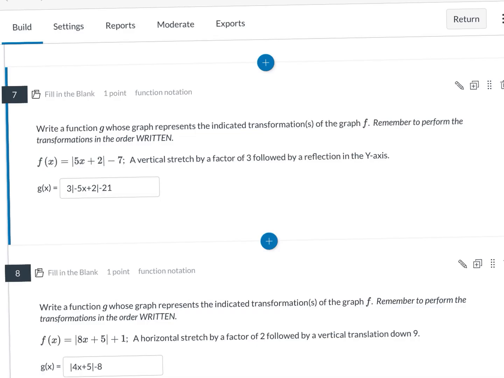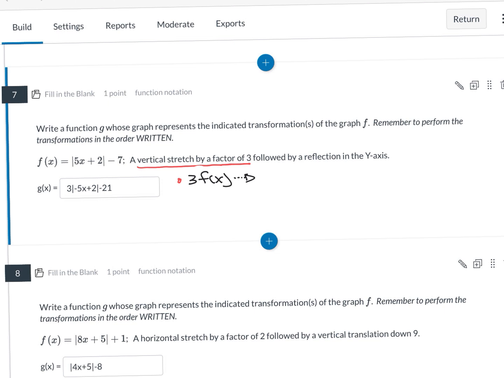Here is problem number 7 on the extra credit. Remember, you were supposed to do this on paper. The first thing you were supposed to do was a vertical stretch by a factor of 3. So you were supposed to show me your notation. And this is what you're going to have to do on the test. You might have had the right answer, but if you're not showing the right work, we're not going to give you credit. And these are worth a lot of points on the test coming up.